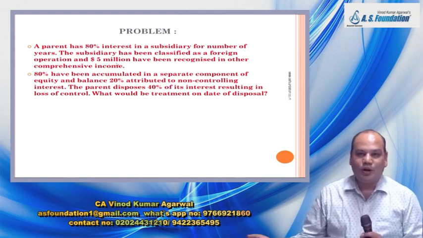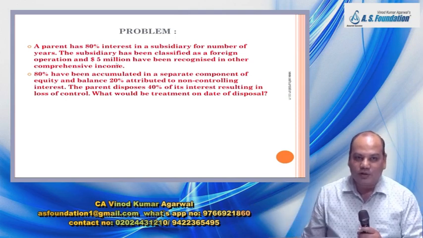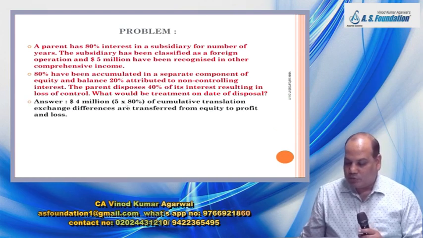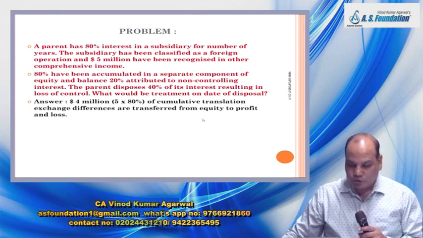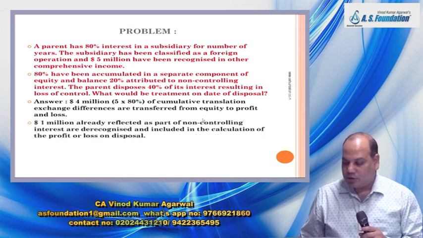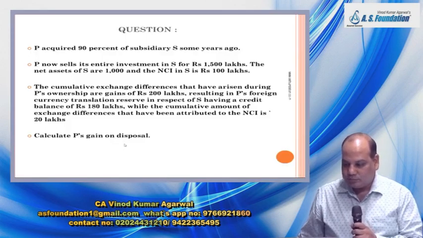And I am going to remove NCI also, which means that the 1 million already included in NCI will also get removed. Okay. So both will get transferred indirectly to the profit and loss account. So $4 million of cumulative translation exchange difference will be transferred from equity to the P&L account. $1 million already included in NCI is derecognized and included in the calculation of profit and loss on disposal. Is it right?